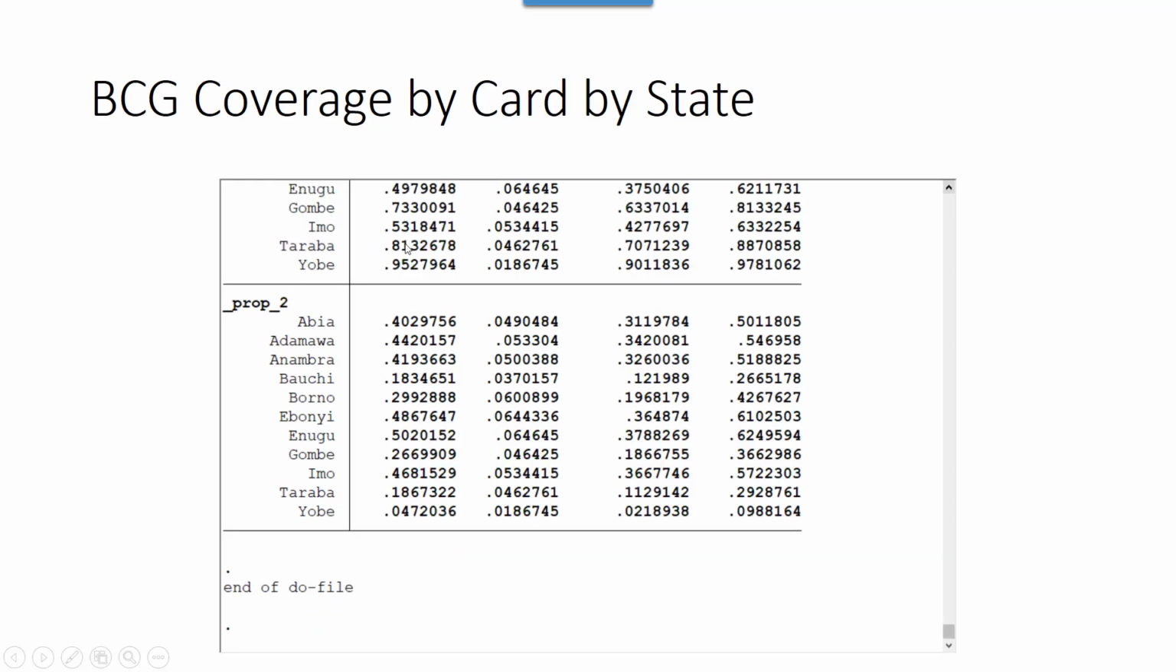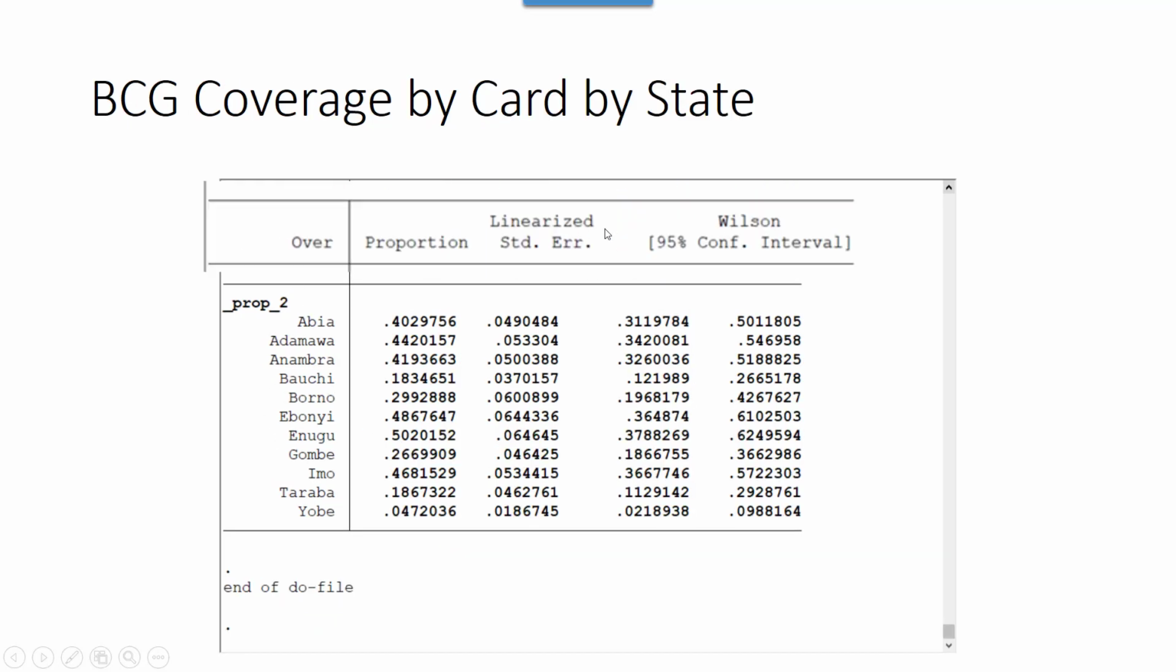So that's prop 2. And I'm going to put those labels back here so we can see what we're looking at. So here are the state names. Here are the estimated proportions. Again, we would need to multiply them by 100. And here are the Wilson confidence intervals, the lower and upper limits of the confidence intervals. So that's how to get coverage estimates for a handful of strata using a single command.